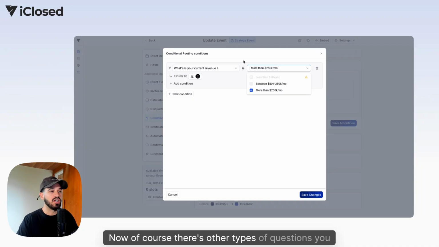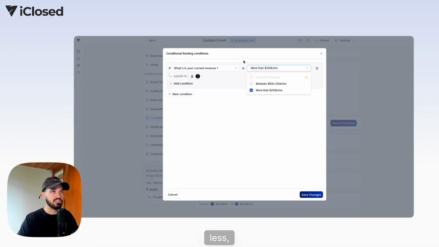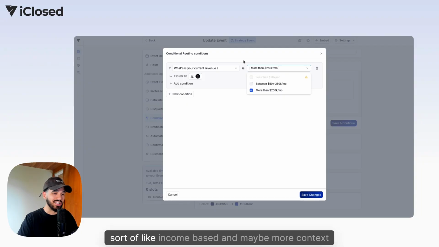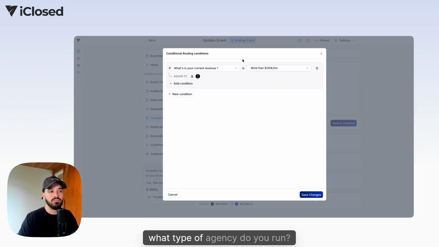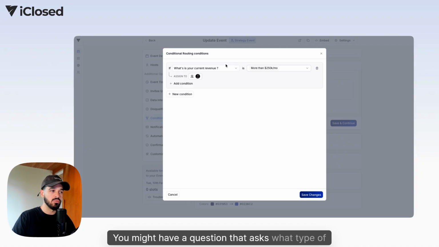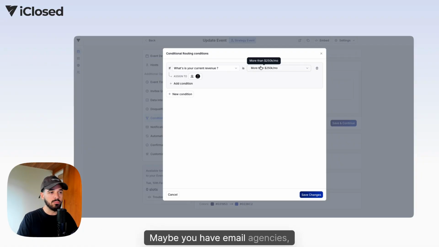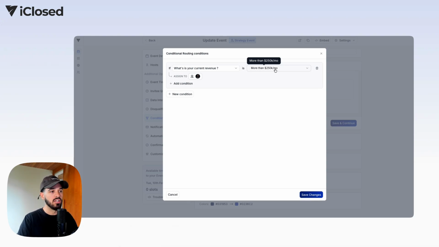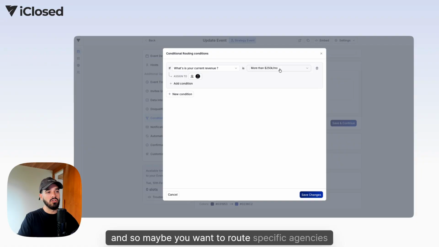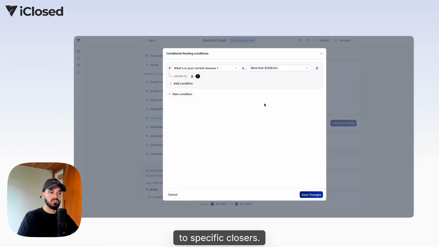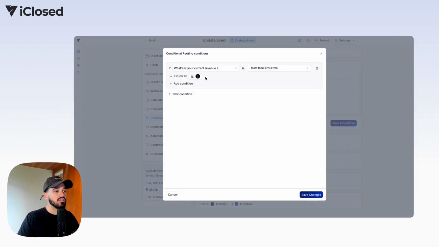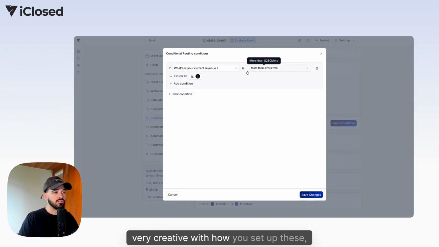Now, of course, there's other types of questions you may ask that are less income based and maybe more context based. For example, what type of agency do you run? So let's say you work with other marketing agencies. You might have a question that asks, what type of agency do you run? Maybe you have email agencies, conversion rate optimization agencies, or paid ad agencies, right? And so maybe you want to route specific agencies to specific closers. That's another thing you can do. Okay, so you can obviously get very, very creative with how you set up these conditional routing conditions.